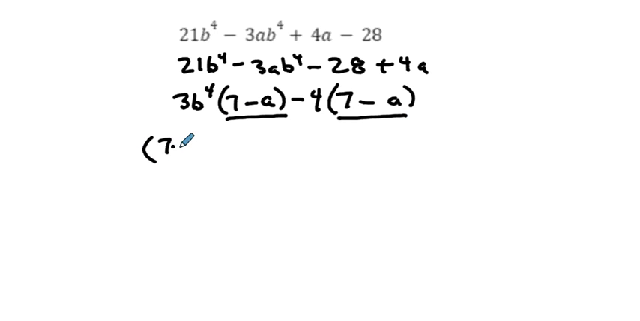That, again, I can pull up front, go 7 minus a, and then put the stuff that's left in its own set of parentheses, put them together, times the quantity 3b to the 4th minus 4. And this, my friends, is how we do factoring by grouping.